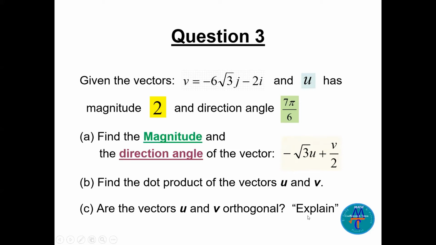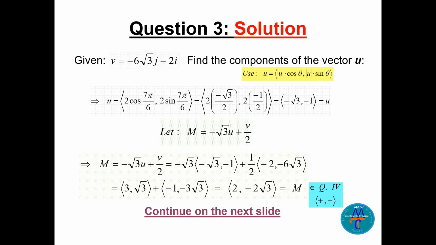Explain your answer. Now for the solution of question number 3, first we need to find the components of the vector u. We use the formula u equals the magnitude of u cosine theta, comma, the magnitude of u sine theta. Just put the numbers there. So the vector u can be written as 2 cosine 7 pi over 6, 2 sine 7 pi over 6.